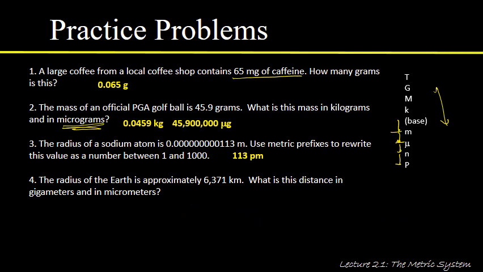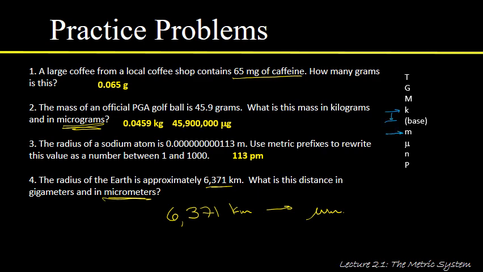All right. And then I'm going to do this one too, although I'm only going to do the last part. I'm going to do the micrometers part. You can do the gigameters yourself. To go from kilometers to micrometers. The reason I wanted to show you this one is because kilometers and the micrometers are on opposite sides of the base unit. Right?